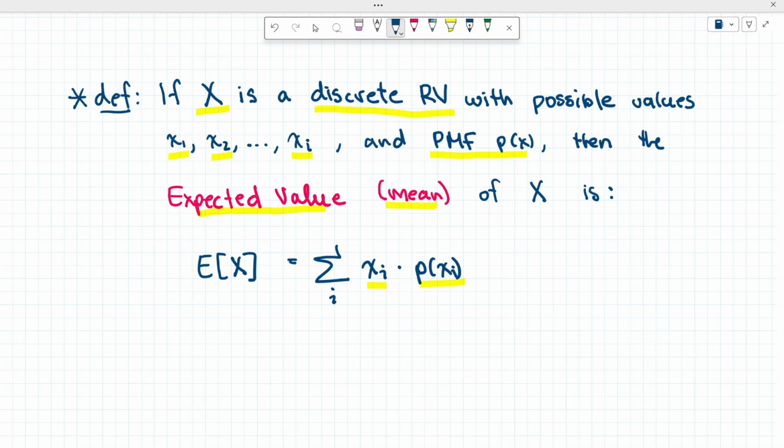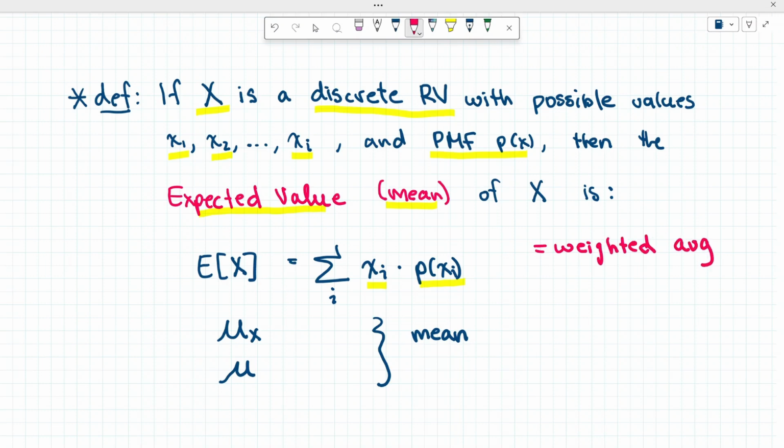Just so you know, there are other notations that people commonly use. For example, you might see this written as mu sub x, or even just mu. This is a general notation that people will often use to represent the mean of a random variable. The other way we can think of this is as a weighted average. That's maybe a more intuitive way that a lot of people see this, because you're taking the value multiplied by the probability of that particular value occurring.